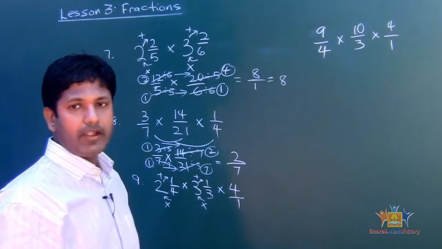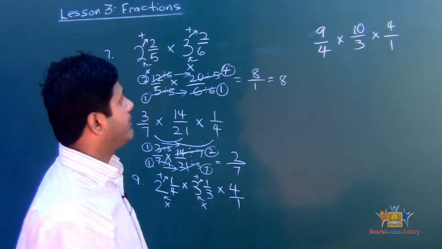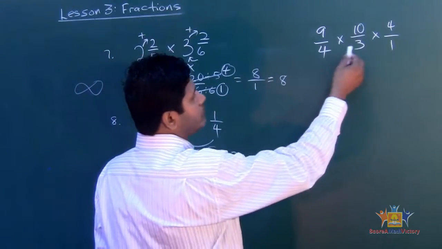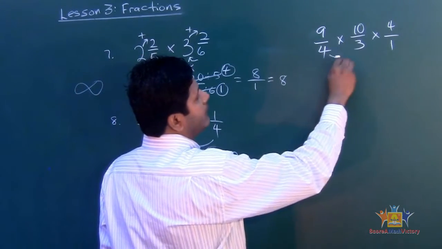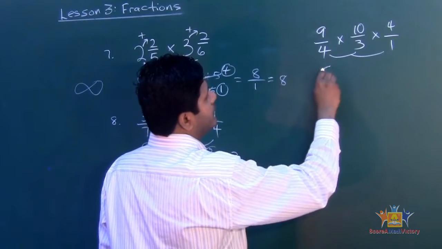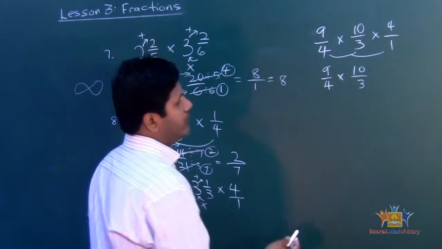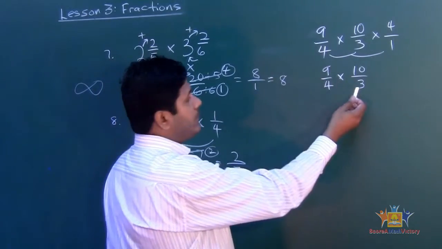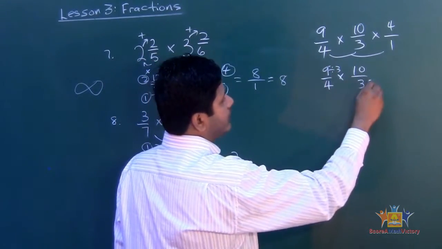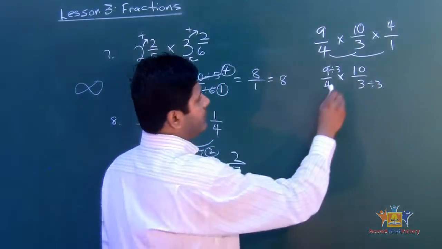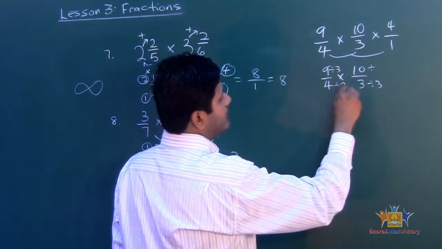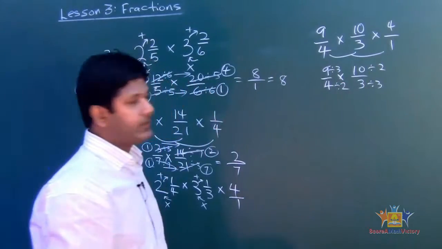So we've got 3 fractions multiplying. We're going to use a pairing method. We're going to pair these two and then multiply with that one. So 9 over 4 times 10 over 3. 9 and 3 can be divided by 3. See that? This one can be simplified. And same thing with 4 and 10. This one can be divided by 2, this one can be divided by 2.